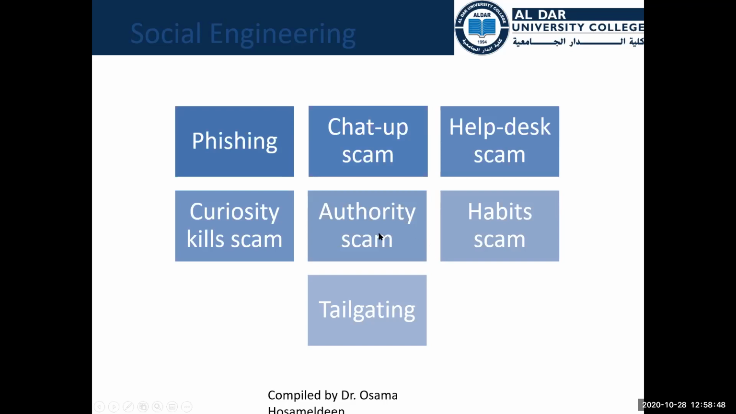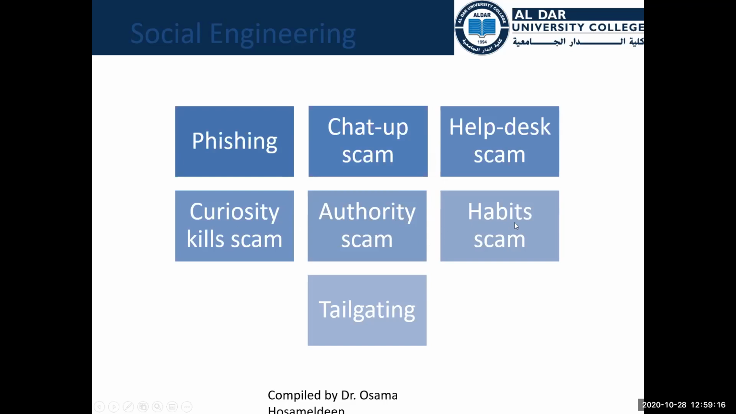So, authority scam is just to pretend that you are, as a hacker, the boss of somebody, of an employee, and call him and ask him to send the data immediately. For example, my dean asks; he's not my dean, actually. He's pretending that he's my dean and asking me about the reports of the course, and I send them immediately.